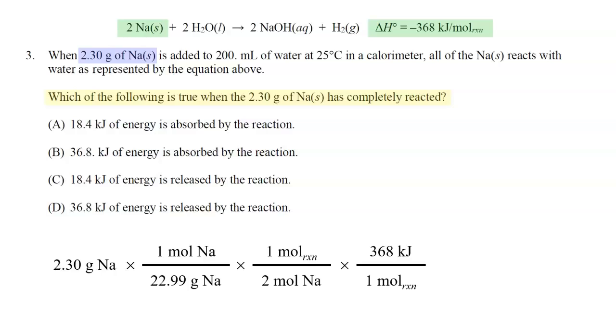So 2.30 divided by 22.99 divided by 2 times 368 gives us a value of 18.4 kilojoules of energy. Let's go ahead and eliminate choices B and D. And now, whether energy is absorbed or released has to do with the sign of delta H.